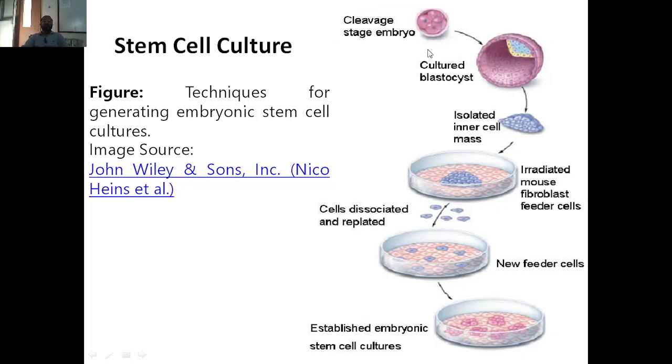We are having a cleavage stage embryo. At this stage, we are having one cell here, the particular stem cell, the cultured blastocyst, inner layer of the cultured blastocyst, and we can isolate the inner cell mass which contains the stem cells. Now irradiated mouse fibroblast feeder cells, okay, so that cell is dissociated and replaced. So once you add this particular feeder cells, cells will be dissociated. So new feeder cells can be added, so that whatever the remaining cells are, that will be removed or dissociated. So that established embryonic stem cell culture. So we are having only pure stem cells.